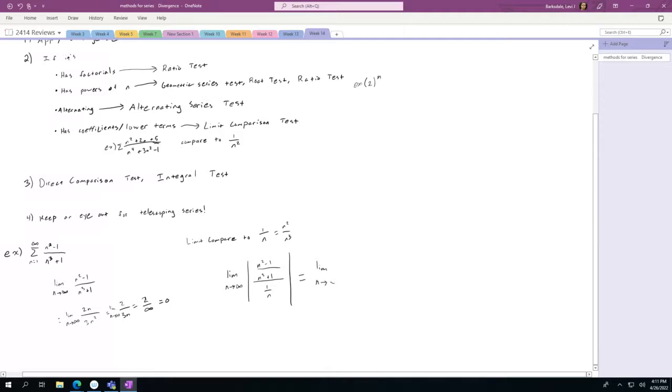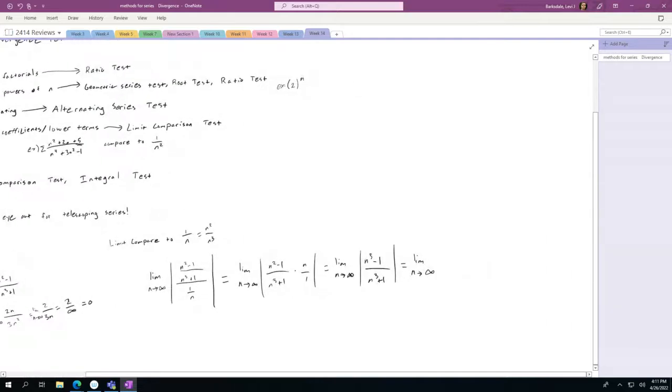And I can rewrite that as multiplying fractions, so n squared minus 1 over n cubed plus 1 times n over 1. And that's the limit as n approaches infinity of n cubed minus 1 over n cubed plus 1, which is the same as the limit as n approaches infinity of, in this case, we have infinity over infinity, so we can apply L'Hopital's. 3n squared over 3n squared, which is just 1, right?